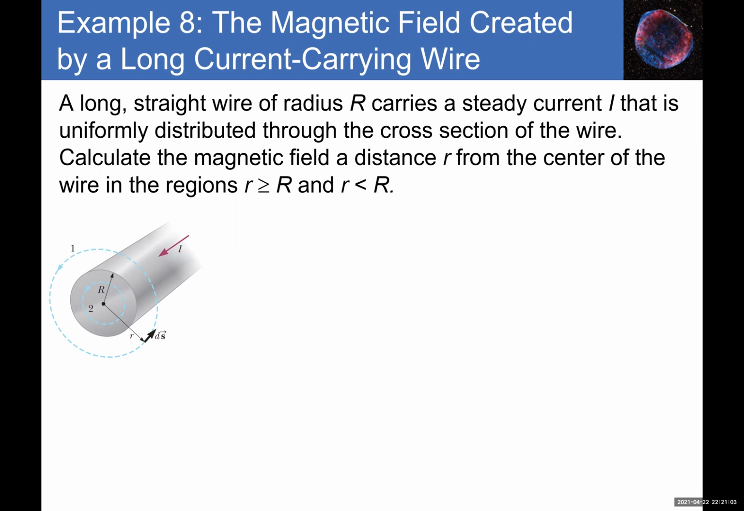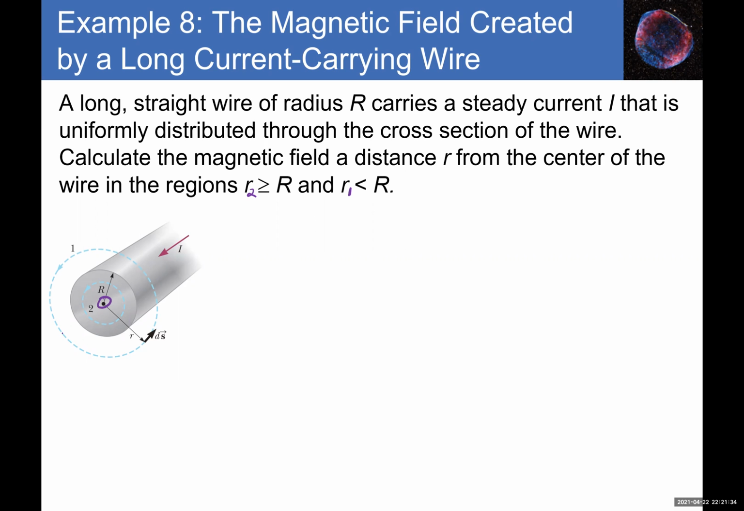Usually I like to call this one R1, which represents the magnetic field inside your conductor. Then we're going to talk about R2, which represents outside of your conductor. So we want to calculate the magnetic field for those two different distances relative to the center of the conductor.